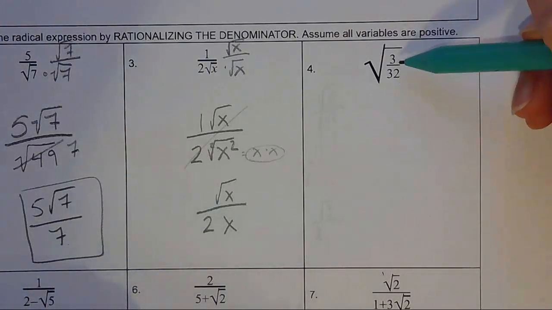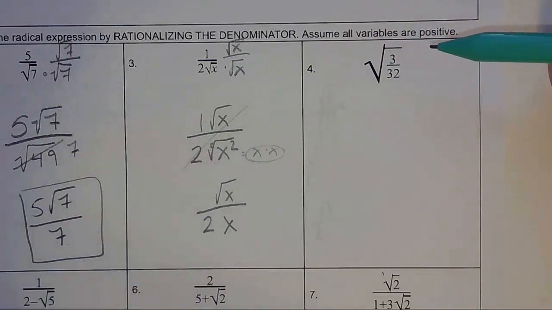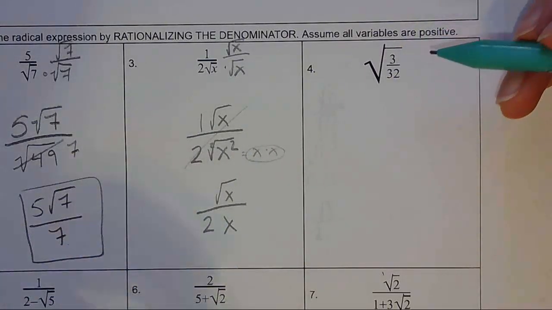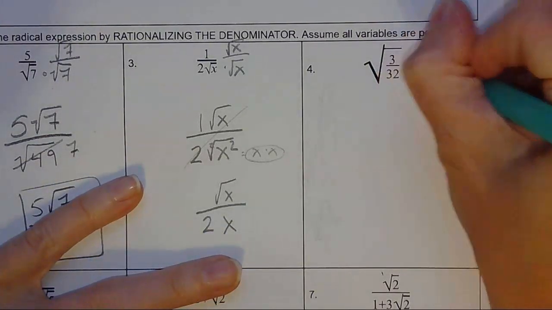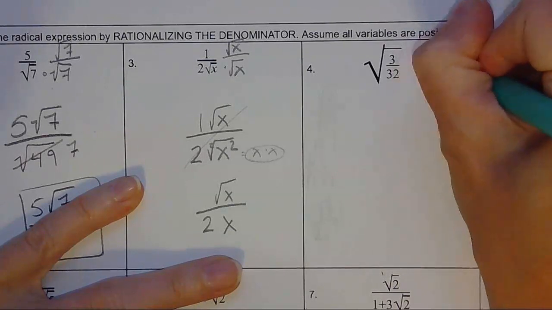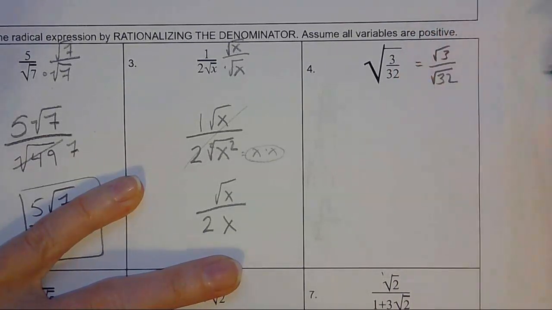Again, if you can reduce beforehand, I would definitely go ahead and try that. But 3 and 32 can't reduce any further, so I'm stuck there. There's two ways to do it. You could split them apart and actually reduce this radical. Again, you're allowed just to break them apart and deal with them separately.